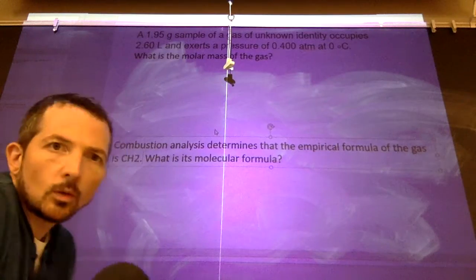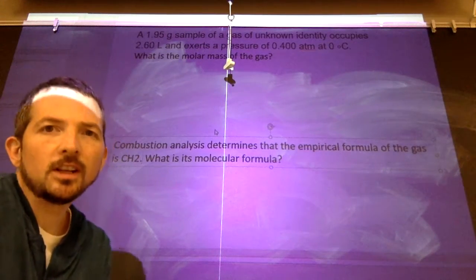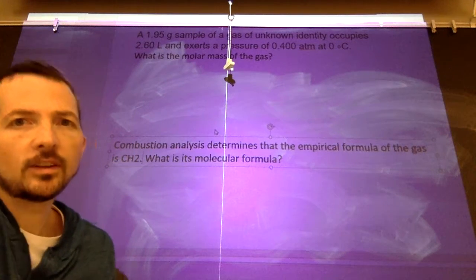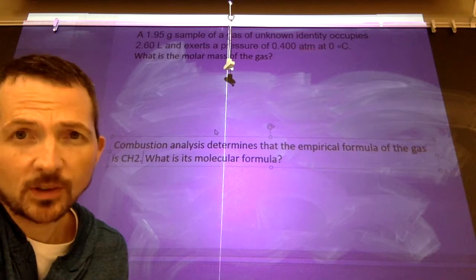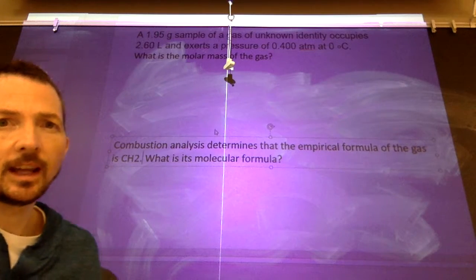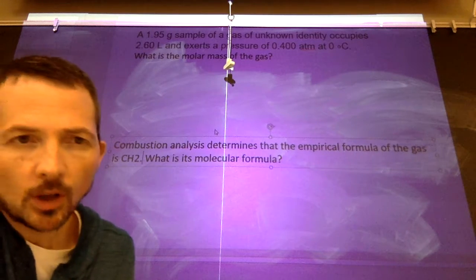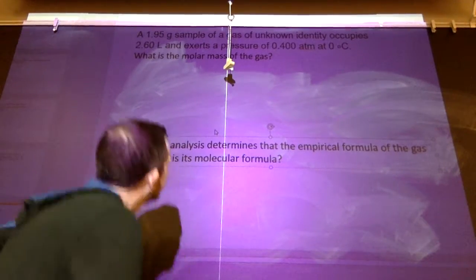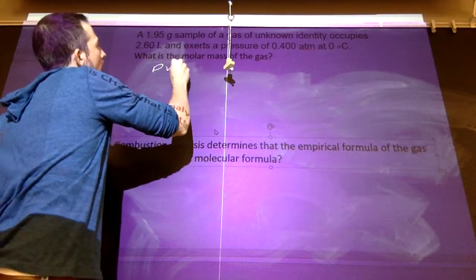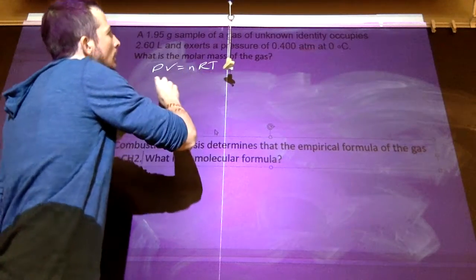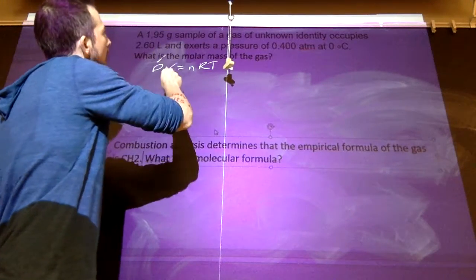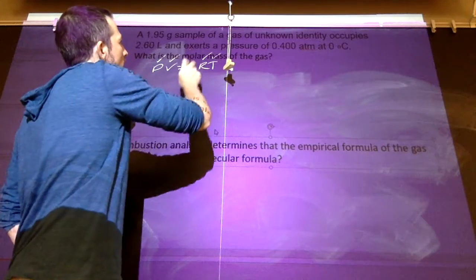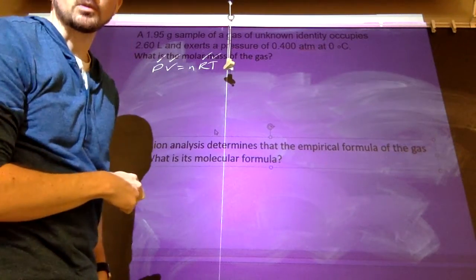So this says a 1.95 gram sample of gas of unknown identity occupies 2.6 liters and exerts a pressure of 0.5 atmospheres at 0 degrees Celsius. What's the molar mass of the gas? If I think about my ideal gas equation, PV equals nRT. Pressure, I know. Volume, I know. I know my gas constant, I'm given the temperature. I'm not given the number of moles.